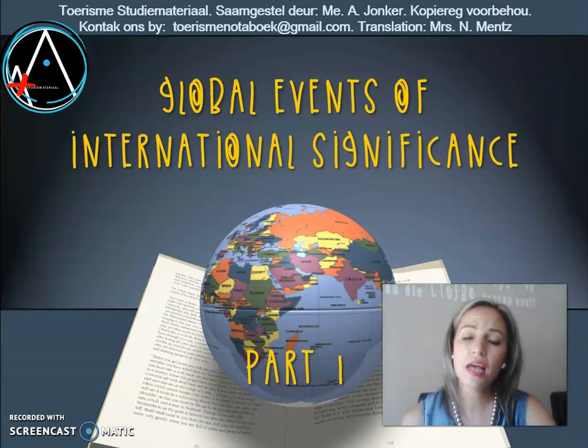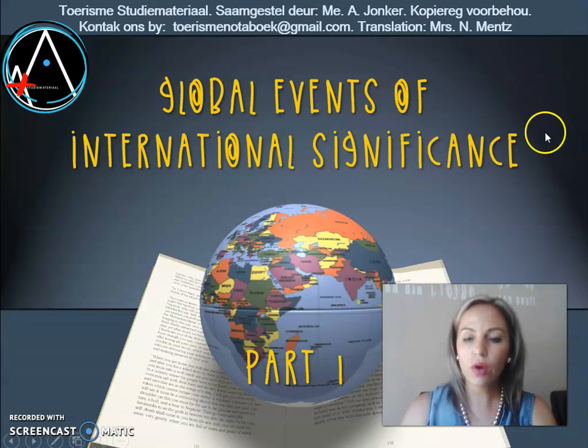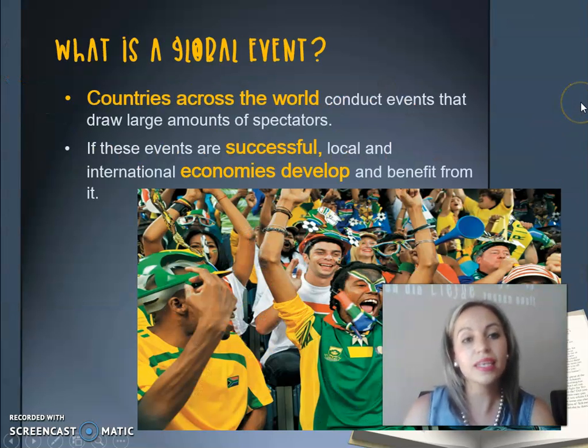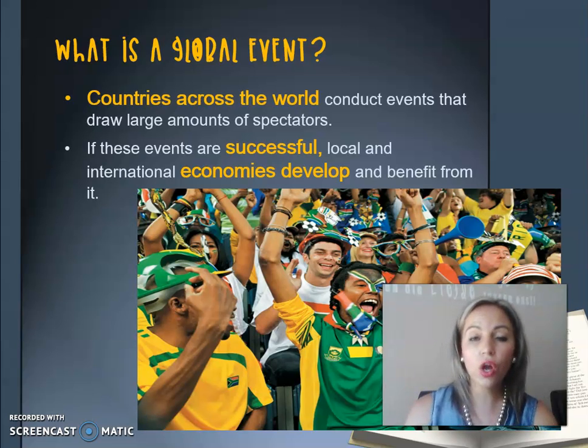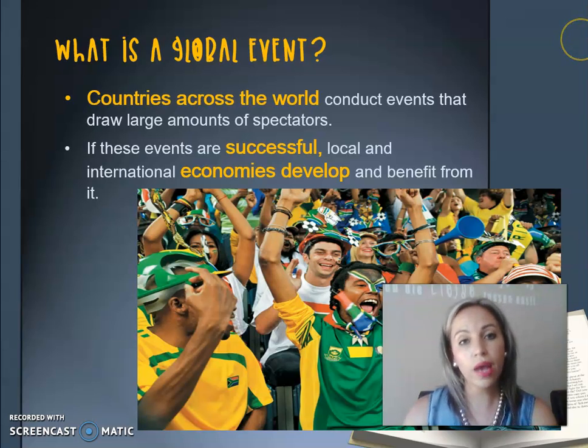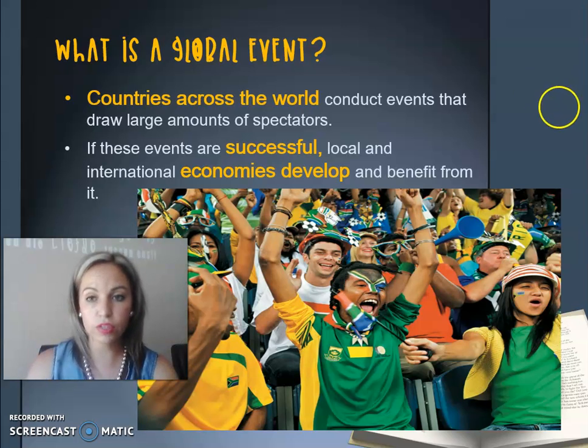We will discuss the global events of international significance today. So firstly, we will have a look at what is a global event. This is where countries across the world conduct events, and it attracts a large amount of spectators and competitors. This will also boost the economy of that host country, but you will now have a look at all of these different events in the following few slides.